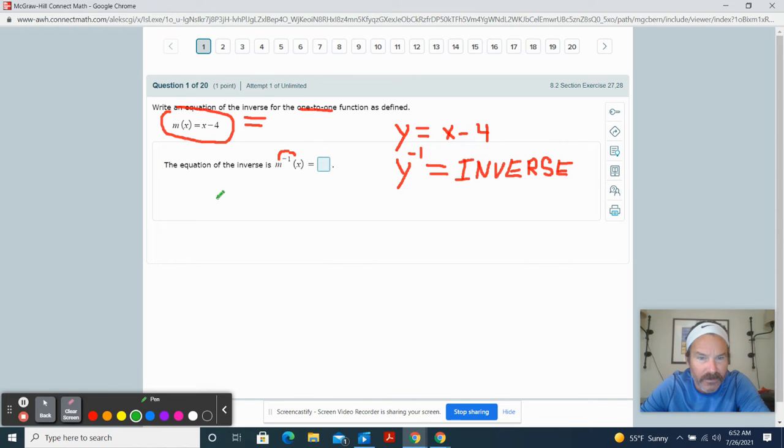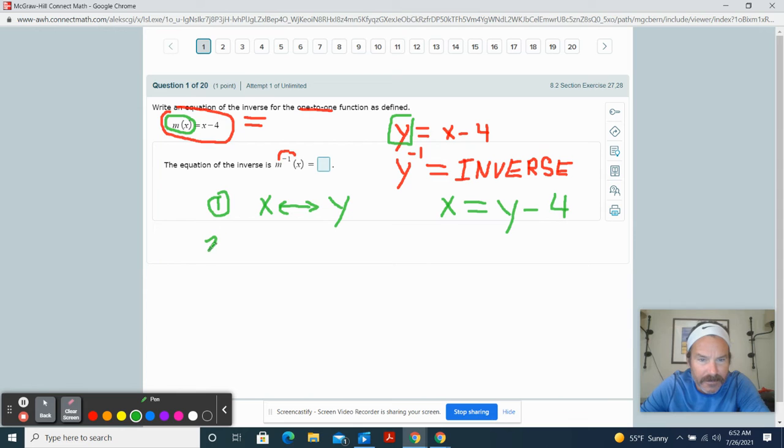There are 2 steps. Step 1 is to switch the x's and the y's. If you don't see a y, this is the y. That's why I wrote it out like this, I wrote the m of x equal to y. So I switch the x's and the y's. Where I see the y, I'm going to put the x, and where I see the x, I'm going to put a y. That's a pretty easy first step.